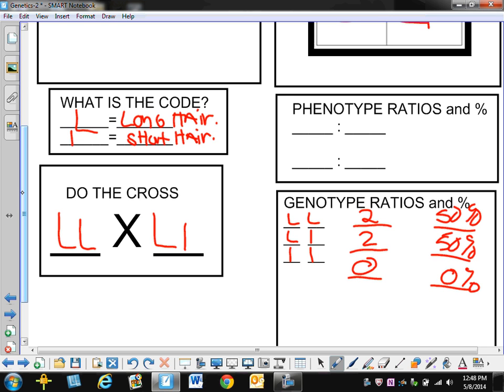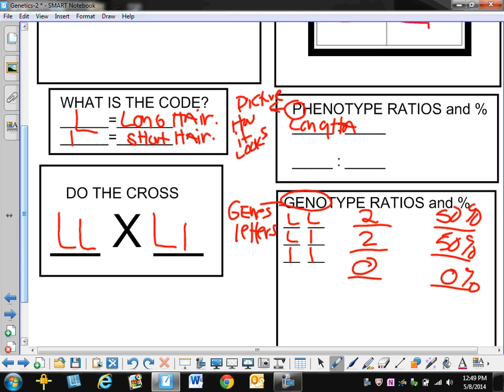Okay, genotype. This has to do with the genes, the letters, also called the alleles. Phenotype starts with a P, so does picture. This is how it looks. What are our 2 choices we're looking at? Long hair. And, Kevin, what's the other one? Short hair.